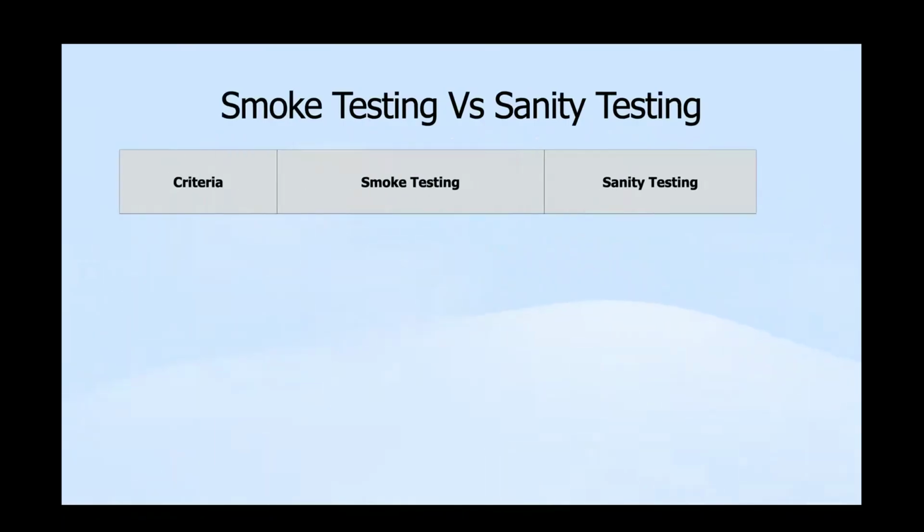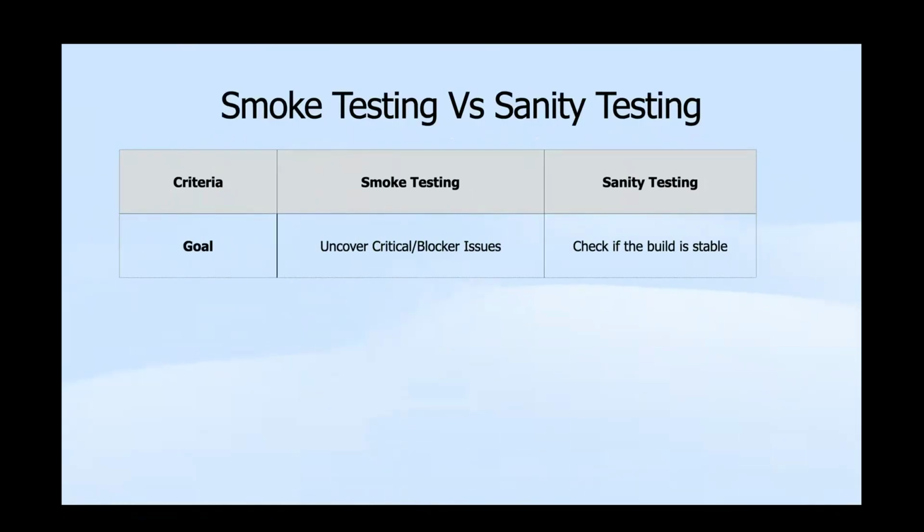Difference between smoke testing and sanity testing. Let's learn about the details one by one following each criteria. The goal. The goal of smoke testing is to uncover the critical or blocker issues in the application using the test cases that cover important functionalities of the application. The goal of sanity testing is to check that the application is stable enough to proceed with further testing of the entire application.